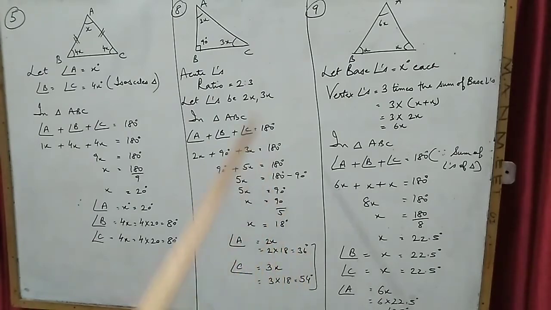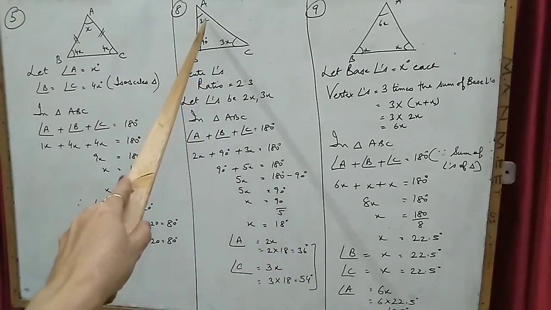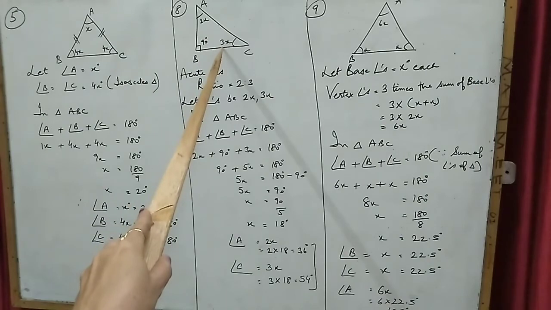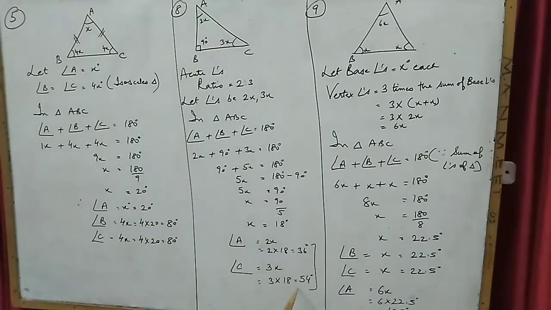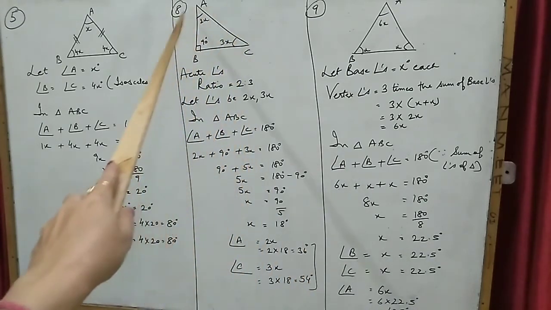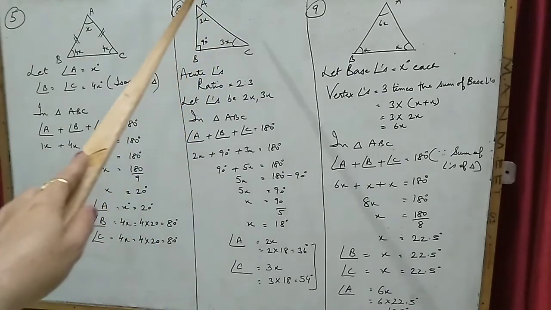Okay children, now see, this is 90. It means the sum of these two should also be 90. Then only it will become 180. So we will add up these two. 54 plus 36, it is also 90. It means we have cross-checked, our answer is correct. The sum of the triangle is becoming 180 degrees.